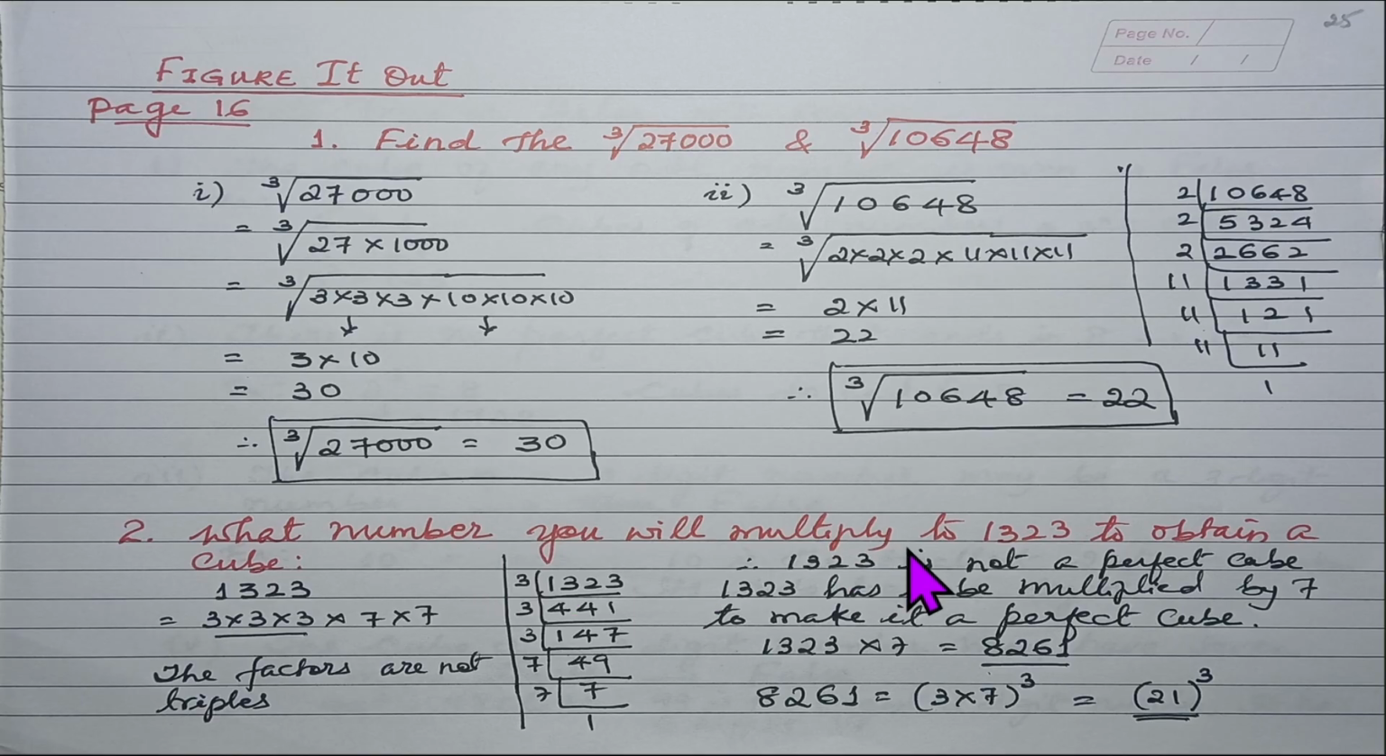What number will you multiply to 1323 to obtain a cube? Now let us find the factors of 1323 first. We have got 1 triple of 3, but 7 is not a triple. There are only 2 sevens. That means we have to multiply this by 1 more 7 to make it a triple. Therefore 1323 has to be multiplied by 7 to make it a perfect cube, and the cube is 9261. And 9261 is nothing but 3 into 7, that is 21 cubed.